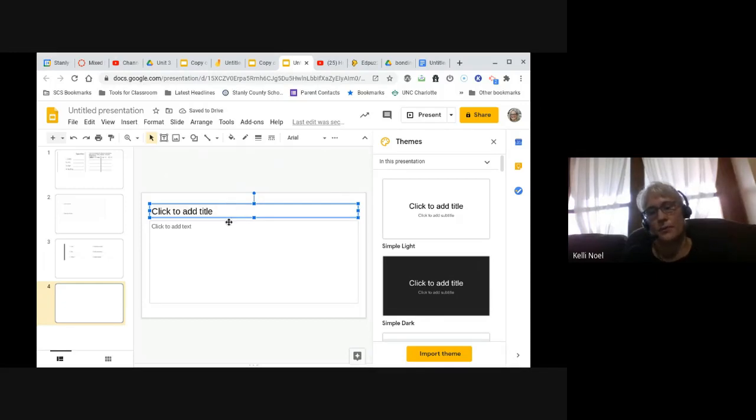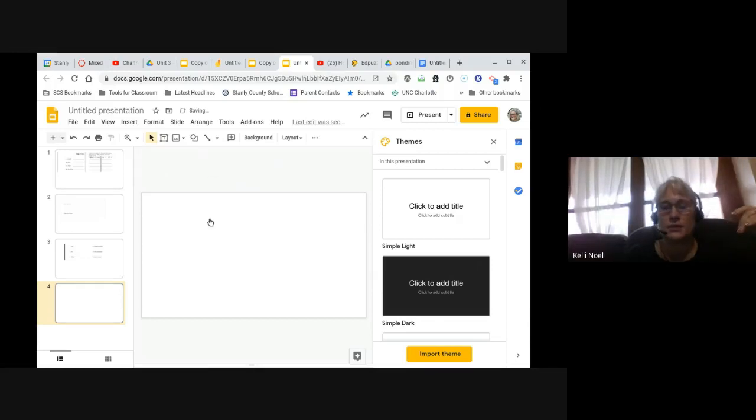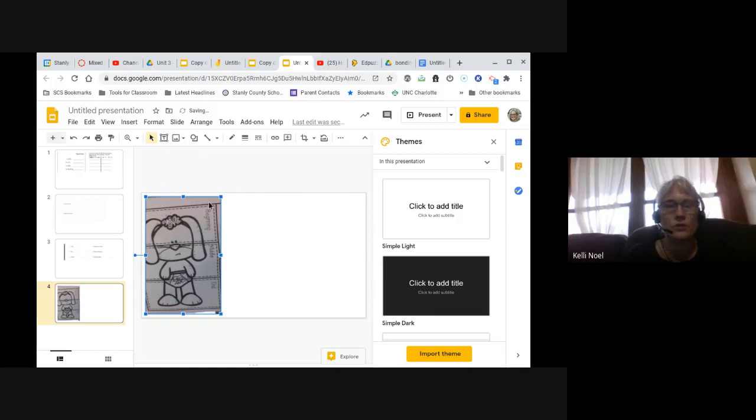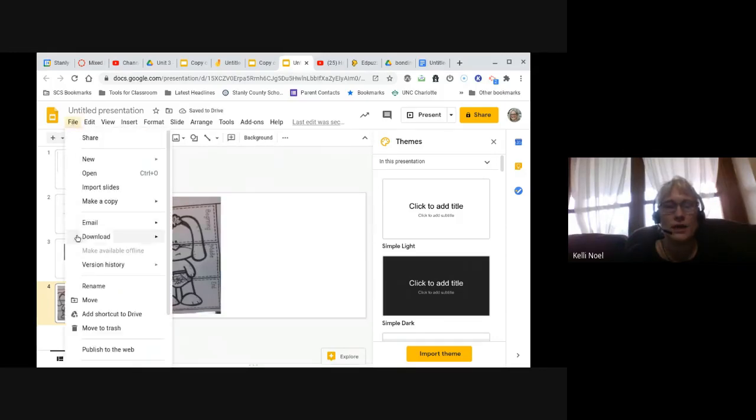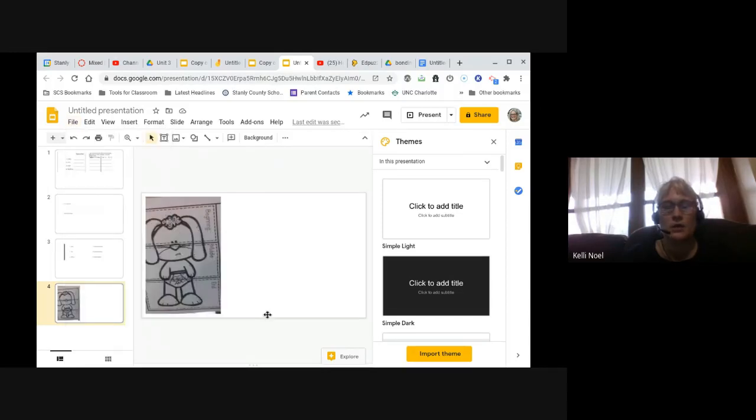So in slides, you can paste directly onto a slide. Then you go to File, Download, JPEG. Okay. And it will either put it in your downloads or it'll put it in your Google Drive. So I always check the folder to see where it puts it. It's going in my drive. So let me see what it named it as.